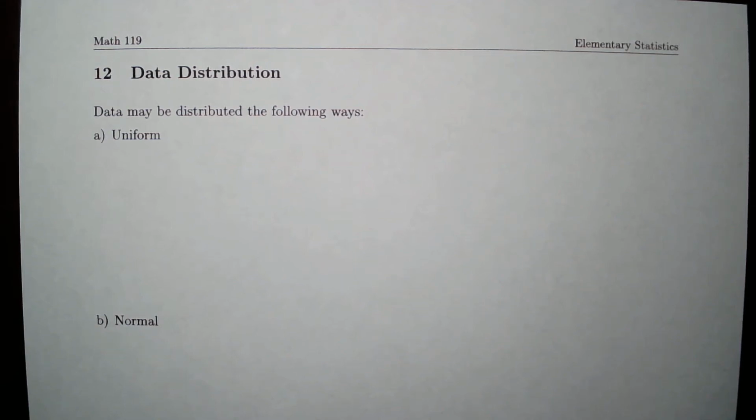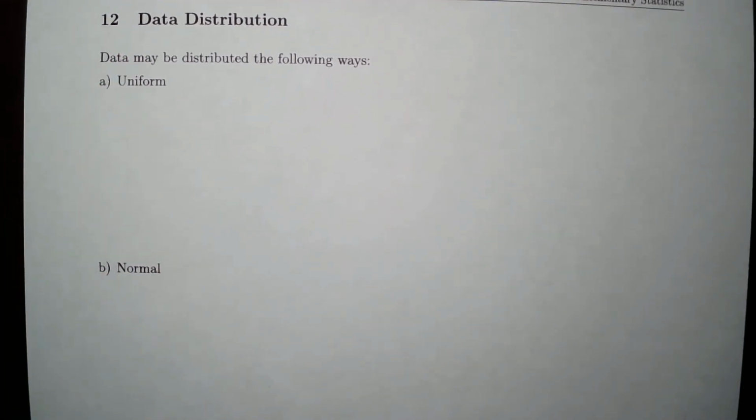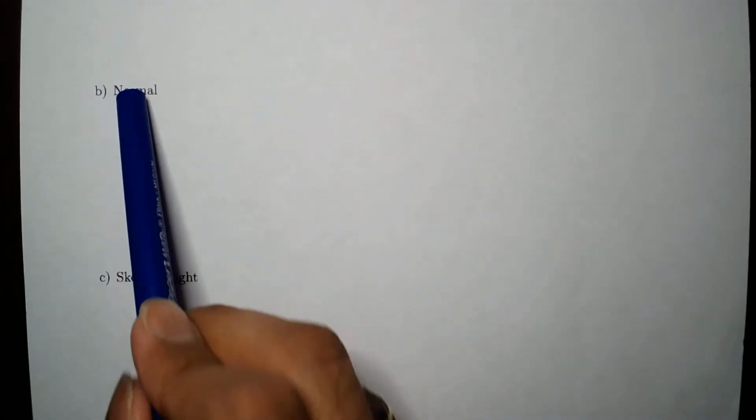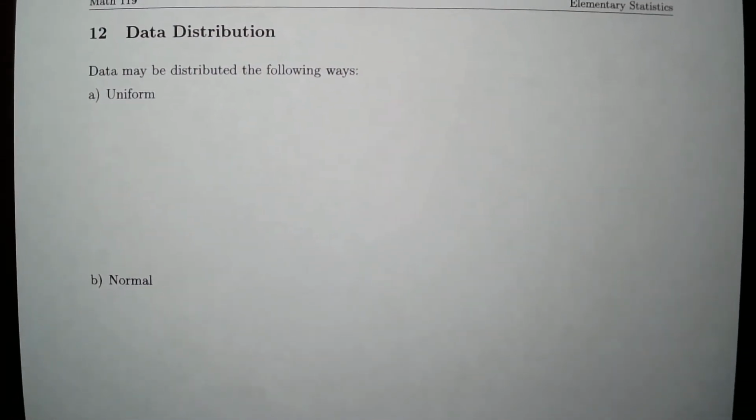Data distribution. How is data, what is the shape of the distribution when we look at a data set? For example, let's consider these four distributions: uniform, normal, skewed right, and skewed left. Let me start with the normal distribution.